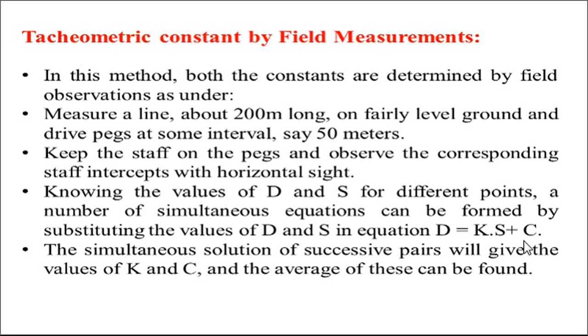From these simultaneous equations we will get successive pairs, and from those simultaneous equations we will get the value of K and C, and the average value will be the accurate value of multiplying constant and additive constant for that tachometer. Next slide.